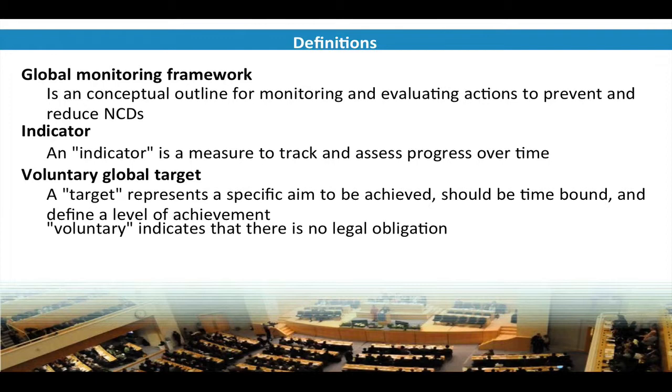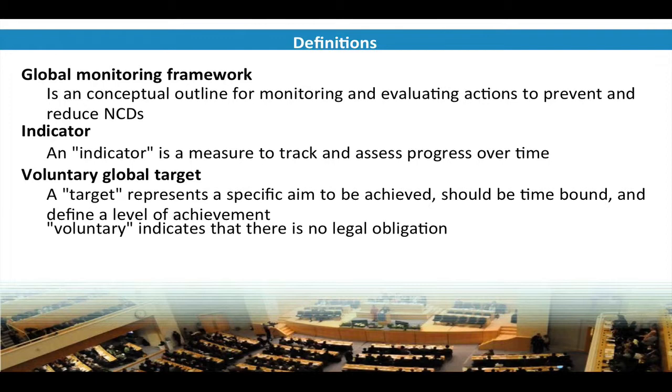I've flagged a couple of key terms. The global monitoring framework is one of them. That's the conceptual outline designed by WHO for monitoring and evaluating countries' actions to prevent and reduce NCDs. So that information should all come back together at WHO to be presented back then to the UN system. Indicators, clearly, to repeat here, are measures to track and assess progress over time, so they're central. And you'll see later why I'm insisting on those terms. There is a lot of meaning attached to it and consequences.